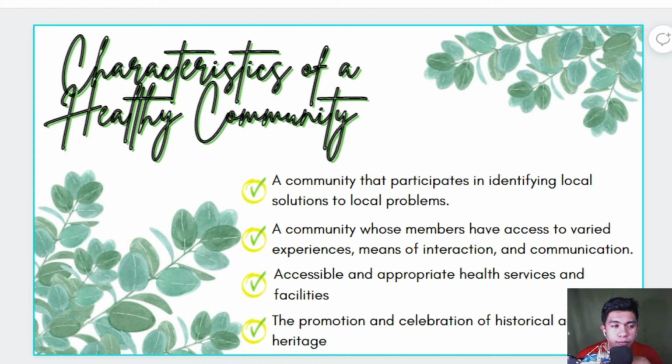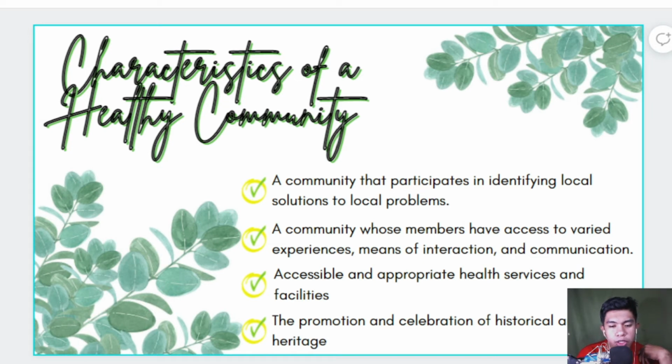The next one, a community whose members have access to varied experiences, means of interaction, and communication. Accessible and appropriate health services and facilities. Ito yung pinaka medyo nakakalungkot sa atin. Kasi hindi naman lahat ng community or hindi lahat ng lugar is merong health services or kompleto yung health services and facilities. Yung iba napakalayo ng hospital sa kanila. Like for example, sa mga isla, no? So kailangan pa nilang tumawid papunta ng mainland for them to access the service of hospitals. So napakarami pang kulang. Although meron naman silang mga health centers, pero that wouldn't be enough, no? Especially if medyo malala yung case nung mga pasyente. So this is very important.